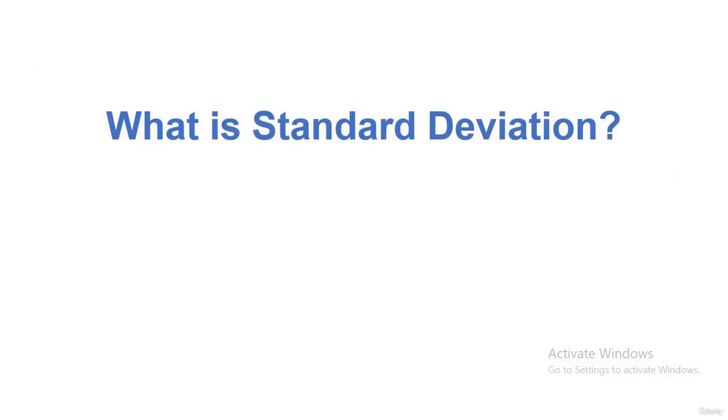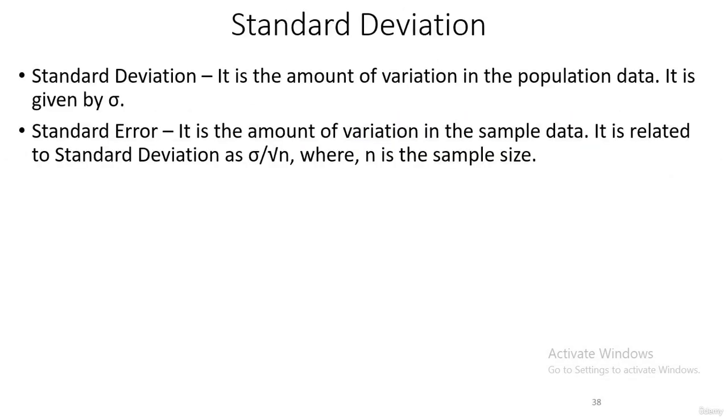Okay, what is standard deviation? Standard deviation is the amount of variation in the population data. It is given by sigma. And standard error is the amount of variation in the sample data. That means it is related to standard deviation as sigma divided by the square root of n, where n is the sample size. It is not the population size, it is the sample size.